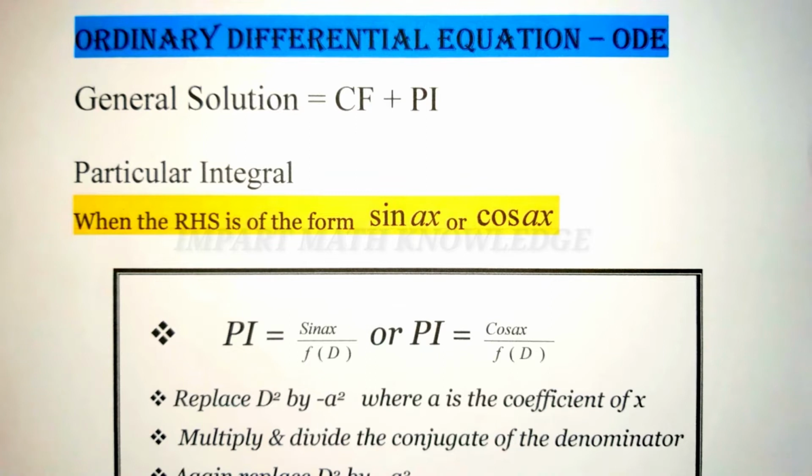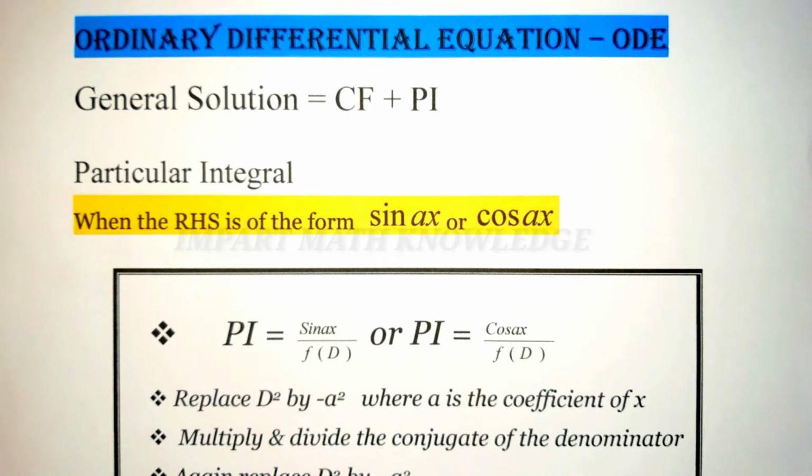This video is about ordinary differential equation, particular integral case. Check my previous video for RHS of exponential form. Here we are going to discuss about trigonometric form.